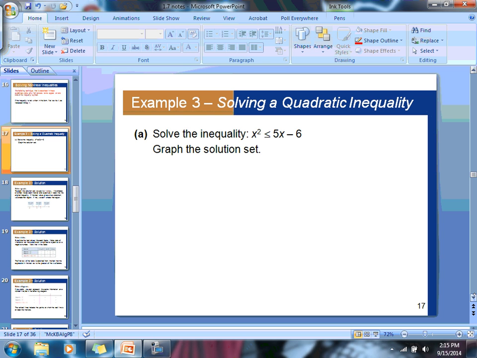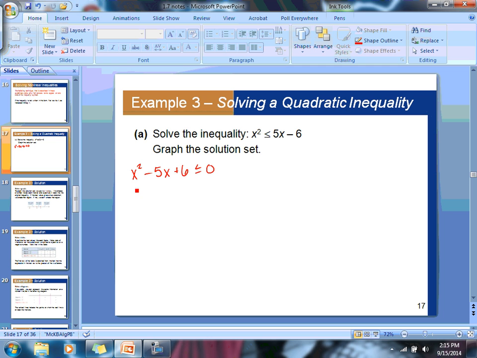Okay, so for example 3, part A, we're going to solve our inequality. And again, very first thing we have to do is make sure it's all set equal to 0. So I want to keep my x squared term positive, so that way I'll be able to factor. So I'm going to subtract the 5x and add the 6 over to the other side of my inequality.